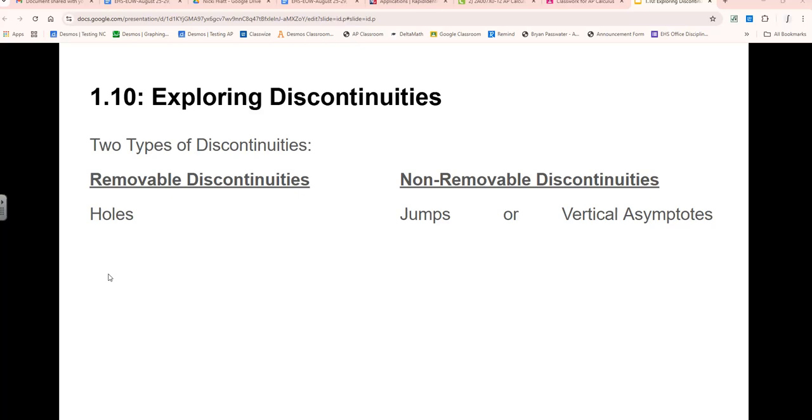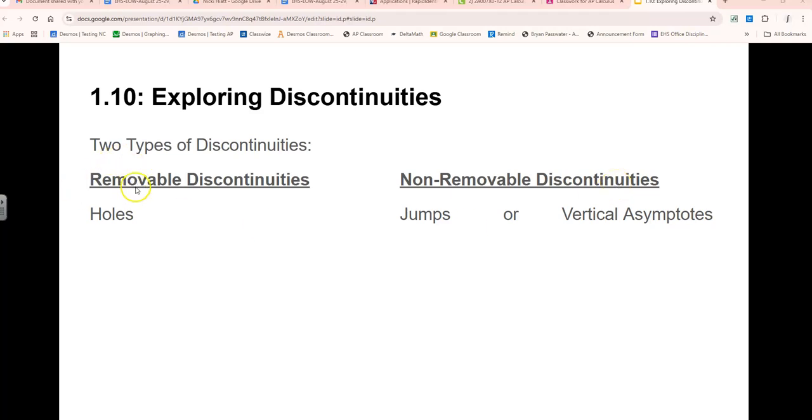But we need to review these ideas so that it makes sense, because the next section is proving continuity. So then we will have to use some calculus notation to prove that something is continuous at a point. But we need to kind of know what these ideas are first. So you have two types of discontinuities that we are going to focus on. Removable discontinuities and non-removable discontinuities.